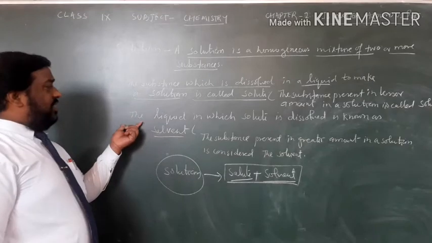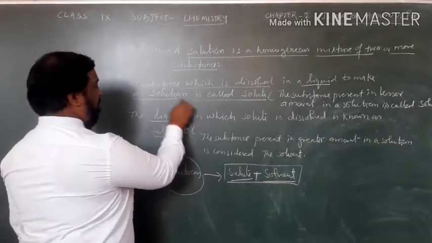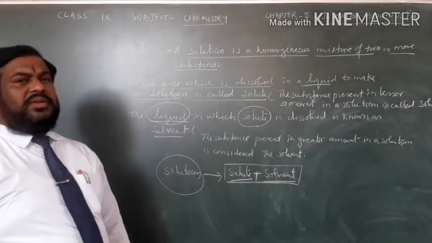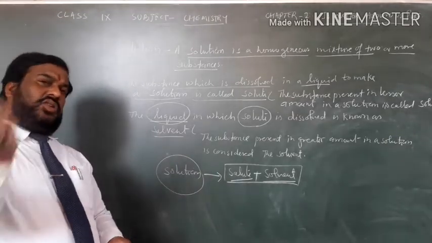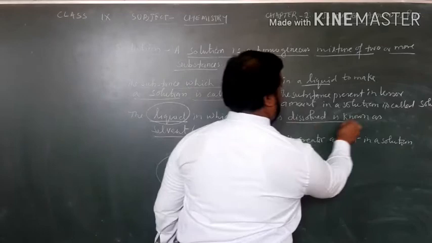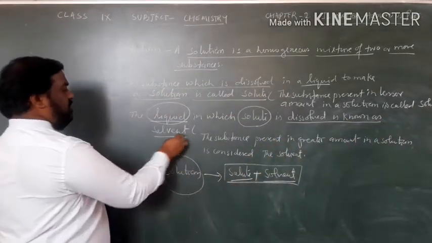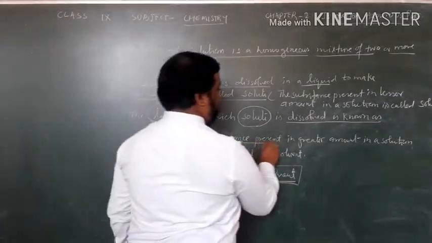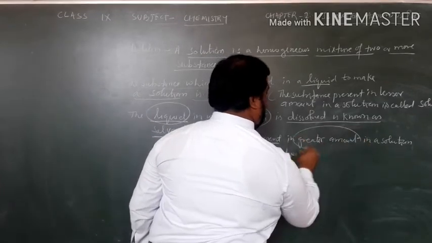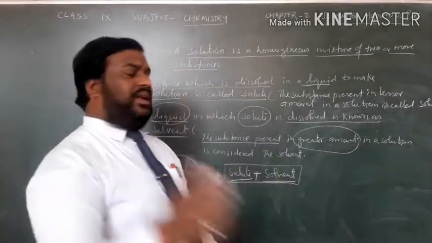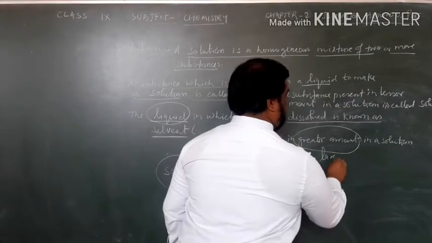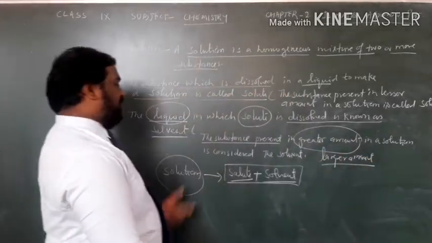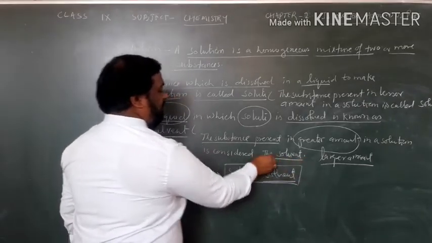So next is the liquid in which solute is dissolved. The liquid part in which solute is dissolved is known as solvent. Or in another word, the substance which is present in a greater amount, meaning a larger amount in a solution, is considered the solvent.